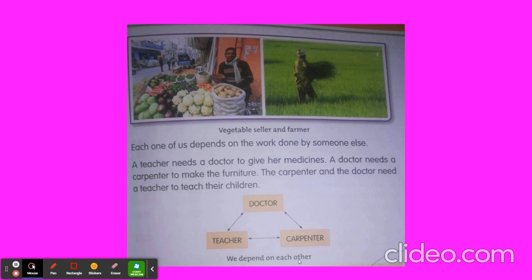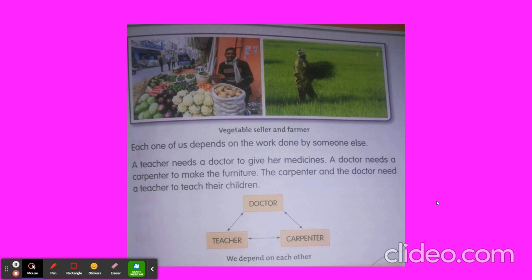So what did you learn in this block? The different types of jobs. People do different types of jobs. They have their own uniform, and there are different types of workplaces, and we depend on jobs done by other people.